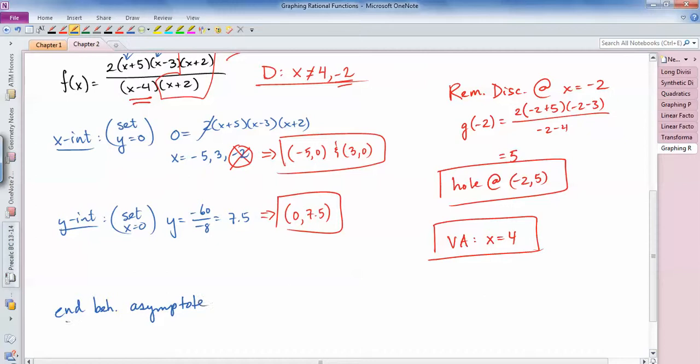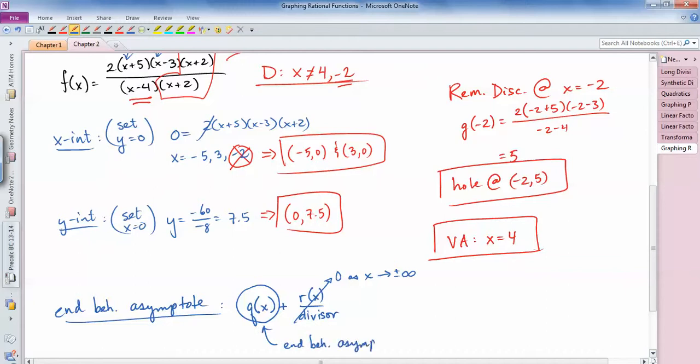Remember the end behavior asymptote: any rational function you get, you can always write it as q of x, the quotient, plus the remainder over the divisor. And remember that the remainder always has a degree less than the divisor. So if you look at what happens when x gets really, really big, this thing always turns into 0 as x goes to positive or negative infinity, which only leaves you with the quotient. So the quotient is always the end behavior asymptote.